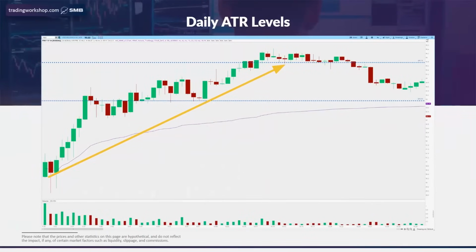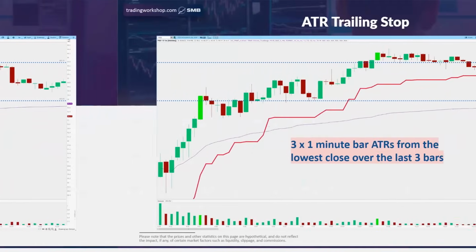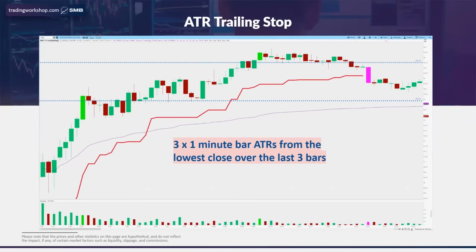Same thing, just zooming in to see how this might look when you're trading it. And then let's apply that trailing stop. Same thing, that 3 1-minute bar ATRs from the lowest close over the last 3 bars. And it's very similar, right? Kind of keeps you in the trade and then stops you out when it starts to roll over.